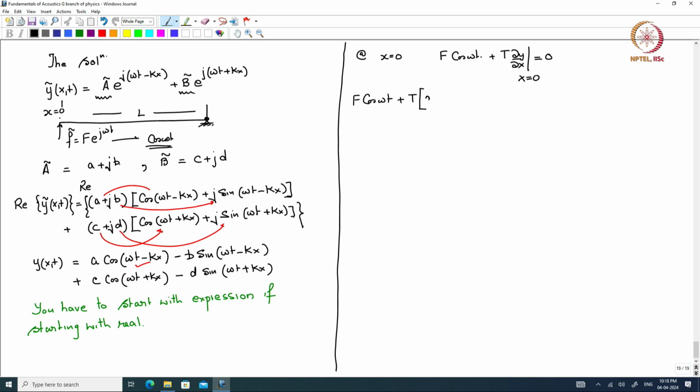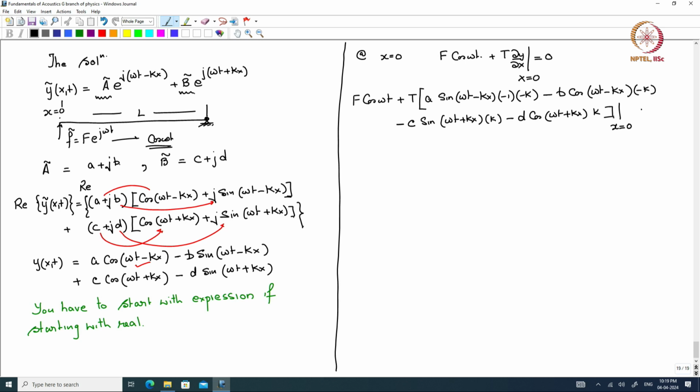So I get a times sin(omega t minus kx) into minus k, minus b cos(omega t minus kx) into minus k, minus c sin(omega t plus kx) into k, minus d cos(omega t plus kx) into k, okay. This evaluated at x equal to 0 is equal to 0, okay.